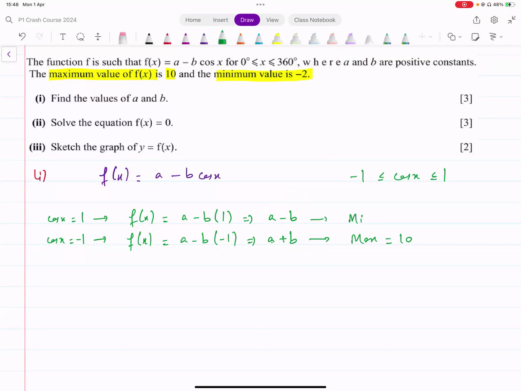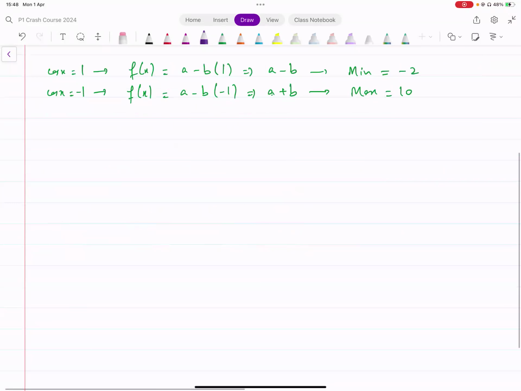A minus b is going to be the minimum value, which is equal to -2. So from this, you get two equations. You get two equations: a minus b should equal -2. That's one equation. And another equation should be a plus b equals 10. You can solve these equations simultaneously and you would get your result.